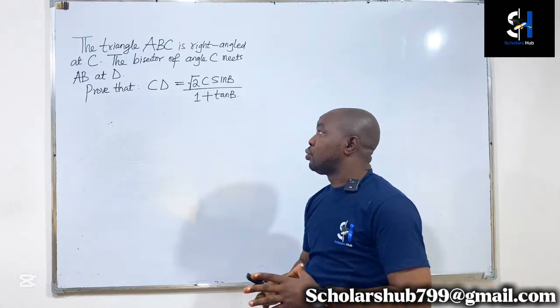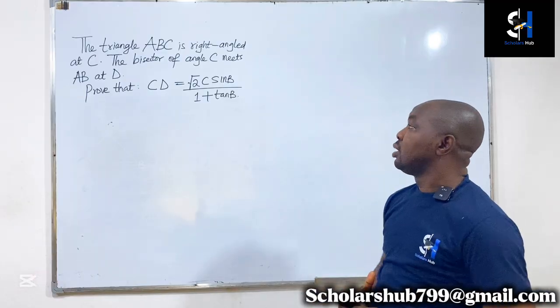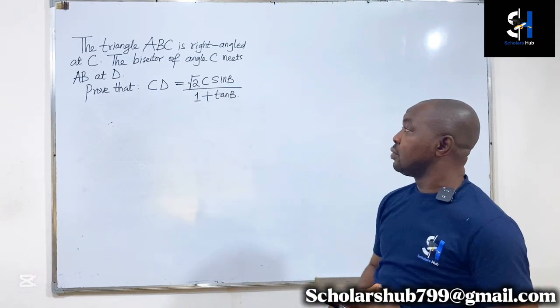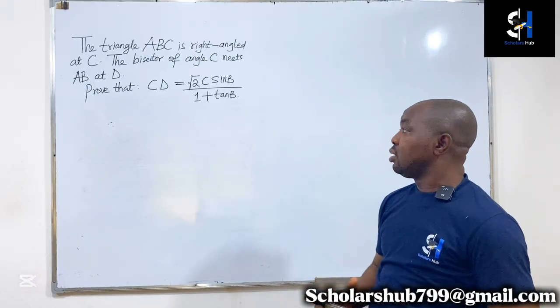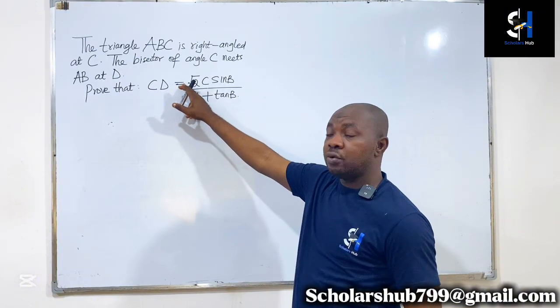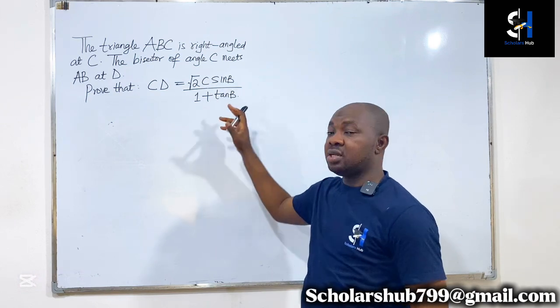Here's another question on advanced trigonometry. The question reads: the triangle ABC is right angled at C. The bisector of angle C meets AB at D. We are asked to prove that side CD equals the product of radical 2, C, sin B, divided by 1 plus tan B.